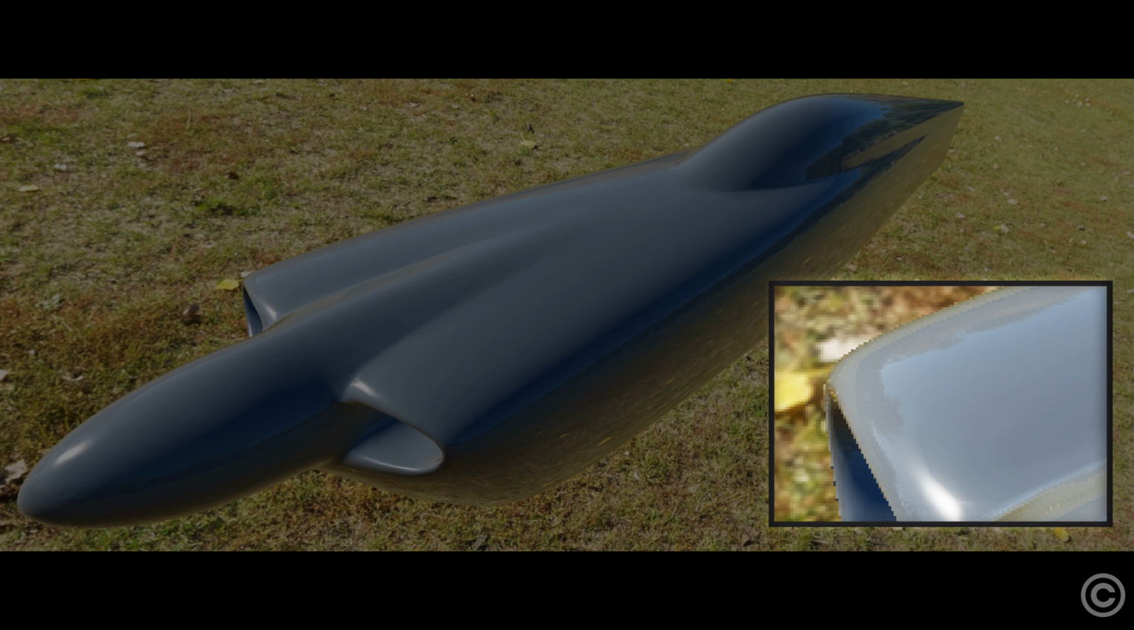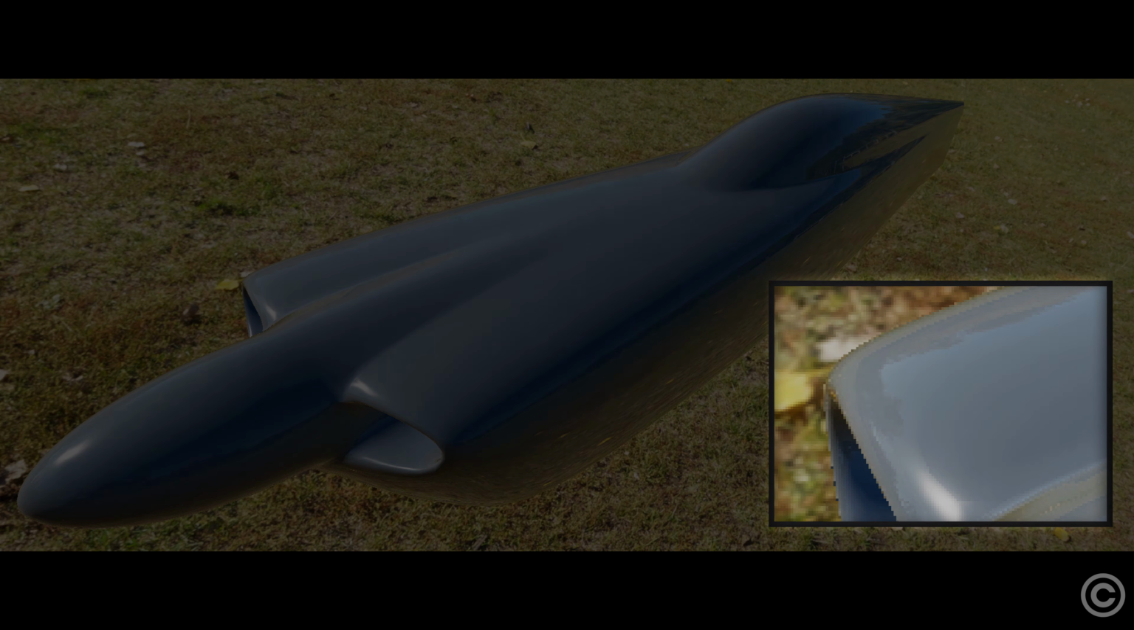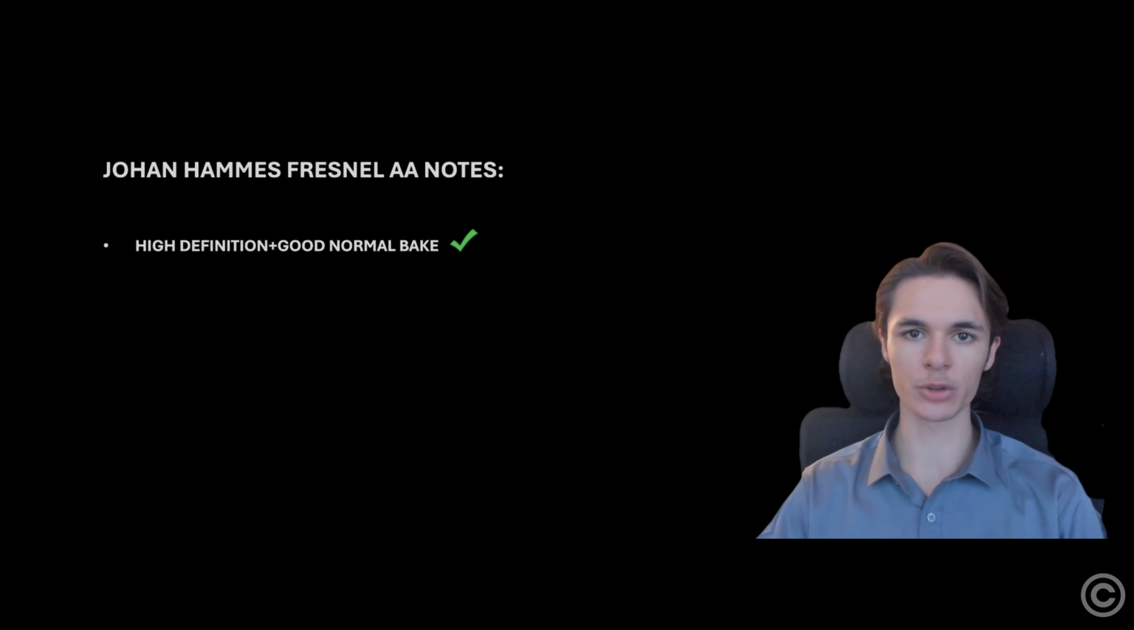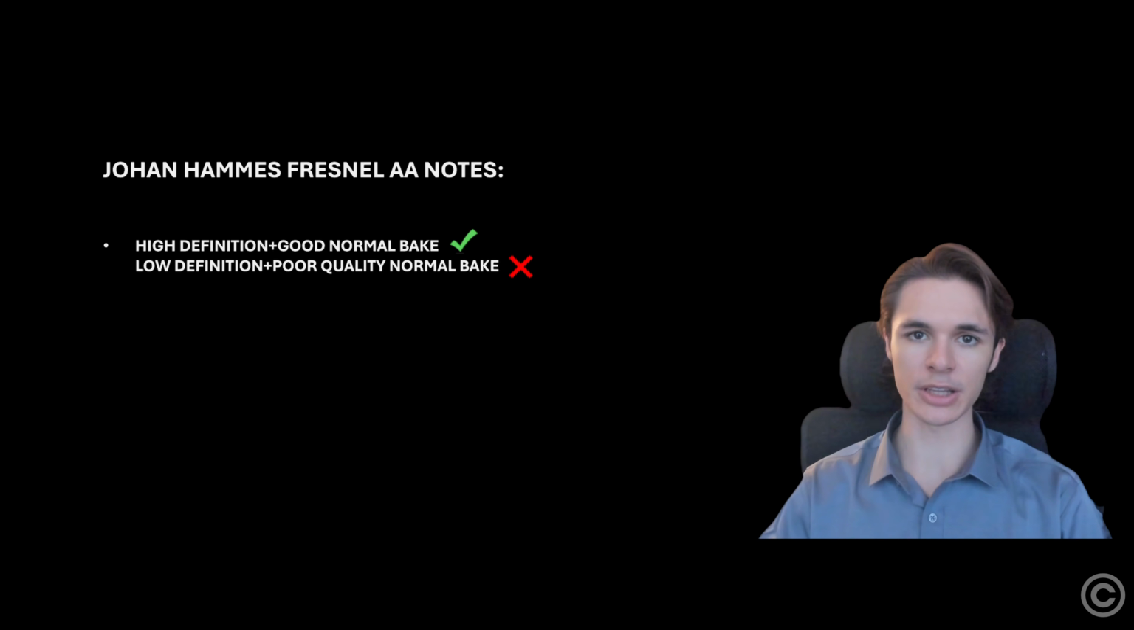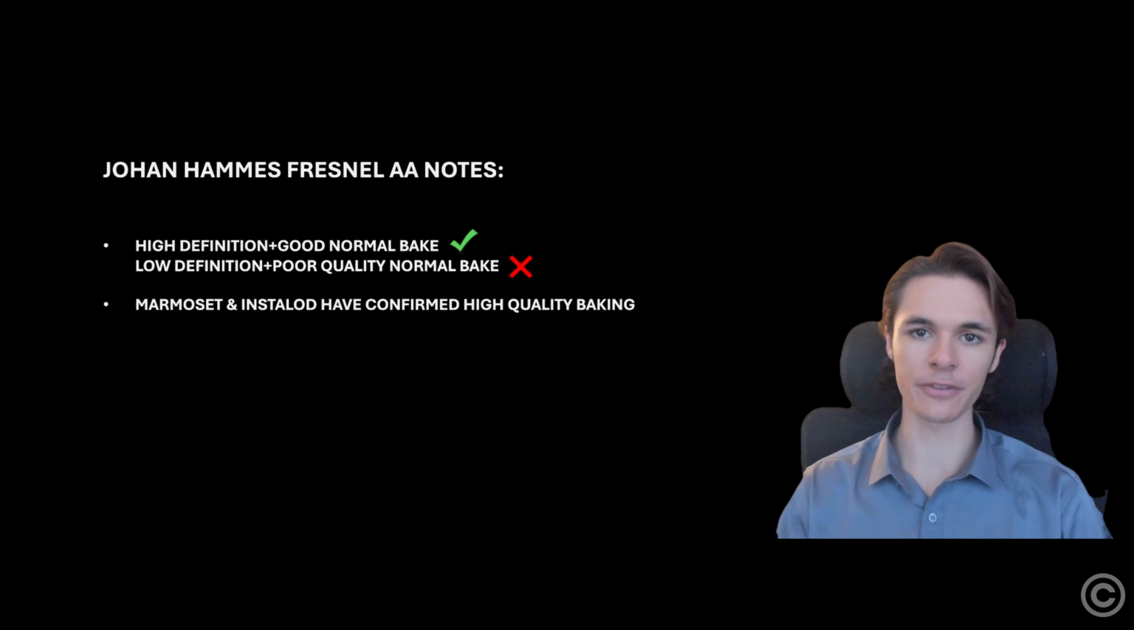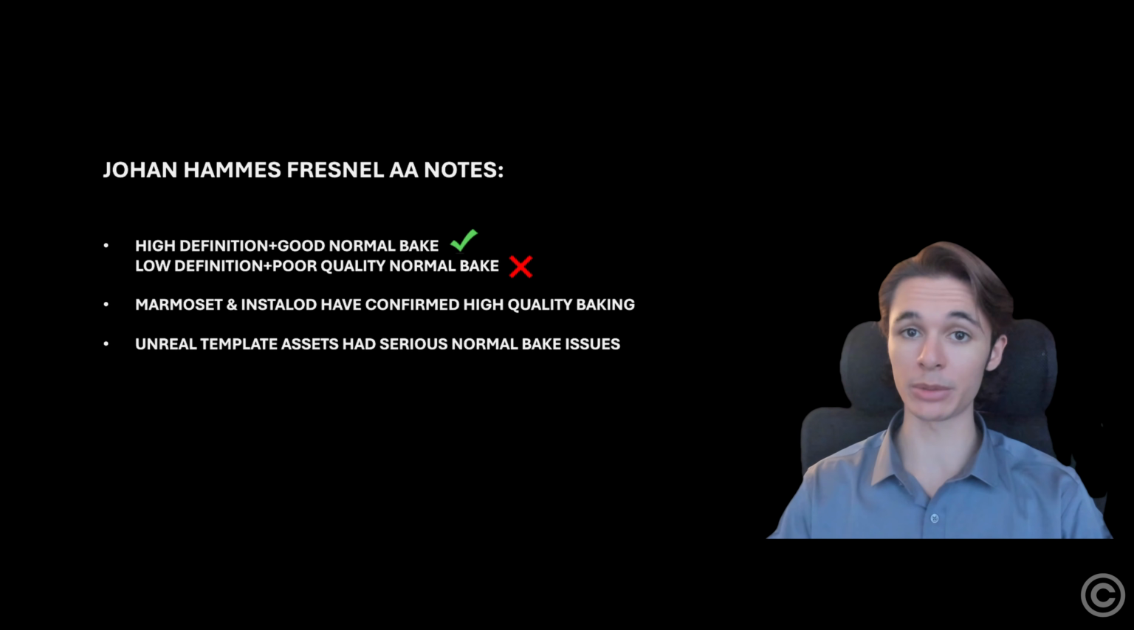Johan's SSR uses a half-resolution copy of the pipeline's last frame and reads off of that with the current frame's reflection vectors. The shader trick works well with high-definition meshes with proper baking, but lower poly meshes with several errors cannot be fixed with his shader tweaks. While Johan doesn't doubt other tools are adequate, in his findings he confirmed that Marmoset and Instant Meshes are tools that bake normals to an adequate level. Additionally, he found several issues with Unreal's default template assets.